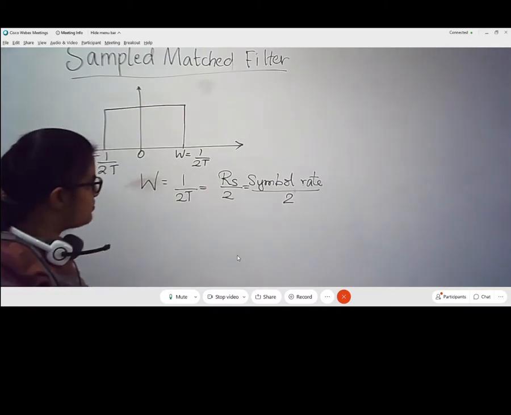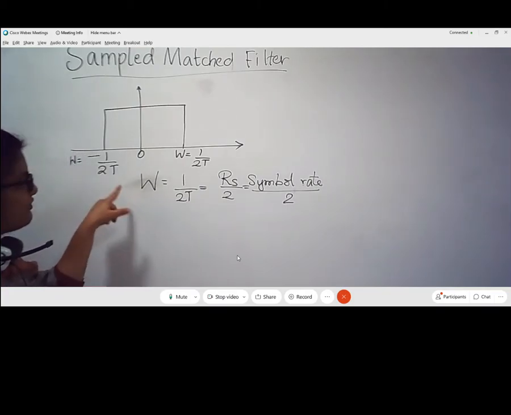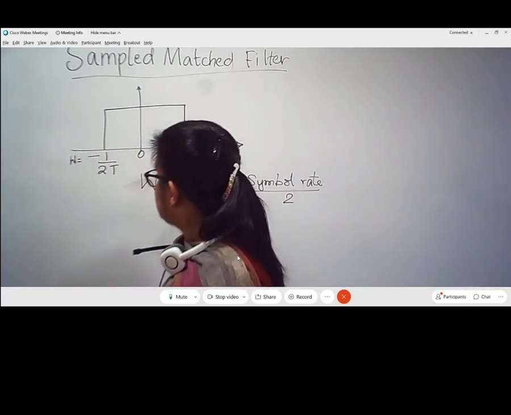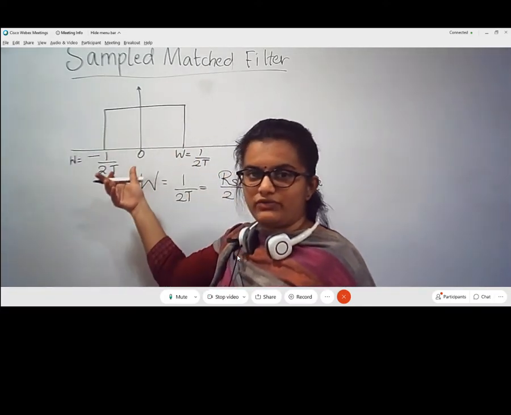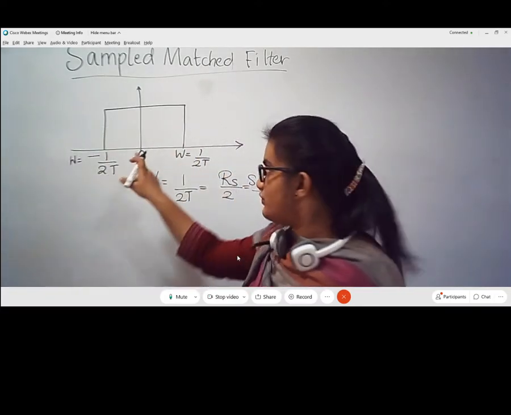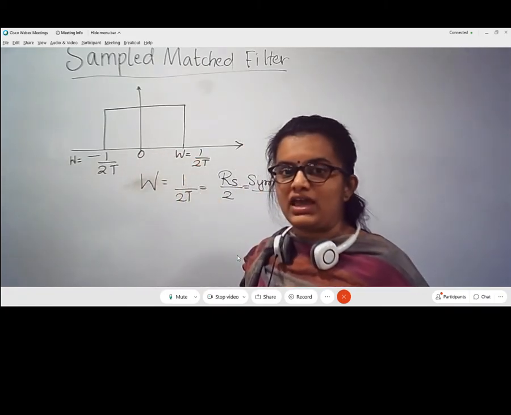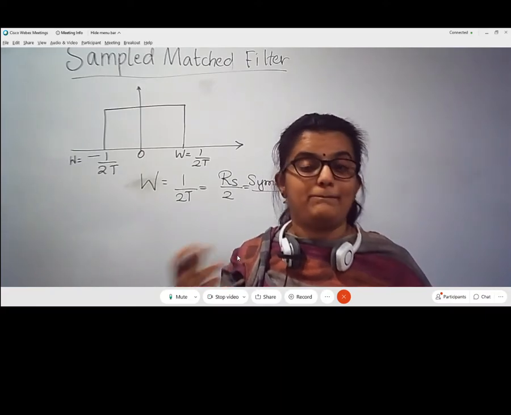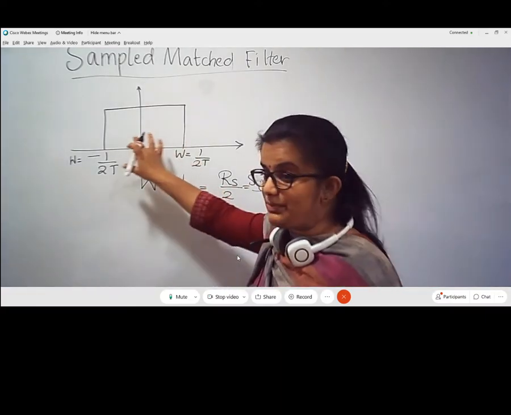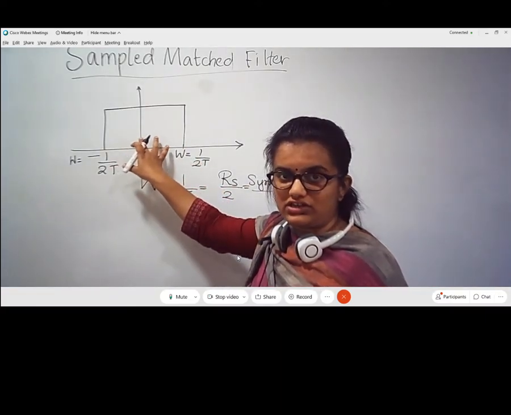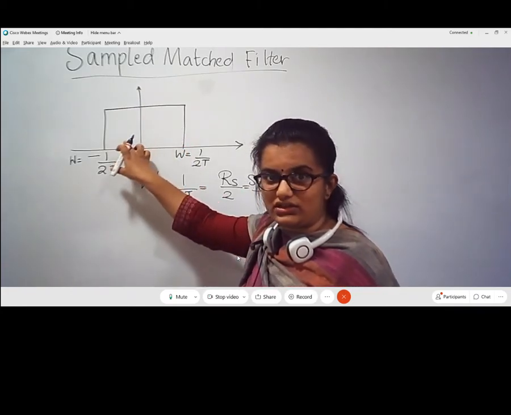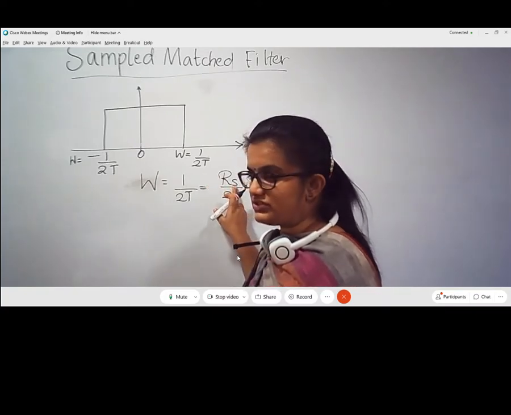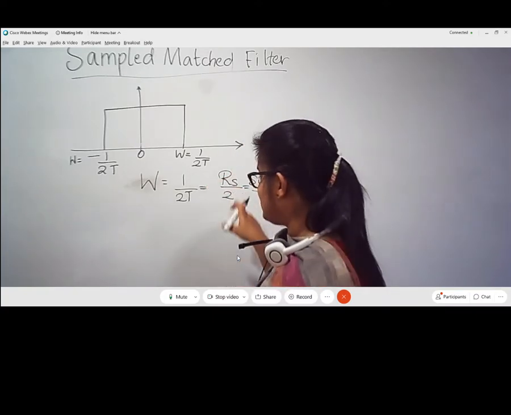Now, whenever I have to realize the matched filter or a correlator receiver for such an information system which is occupying the bandwidth of W equal to 1 over 2T, I have to take care of the minimum Nyquist sampling rate. So this is the Nyquist bandwidth rate, okay? Don't confuse this. This is the Nyquist filter using which I am going to transmit Rs symbols. The bandwidth required is Rs by 2.